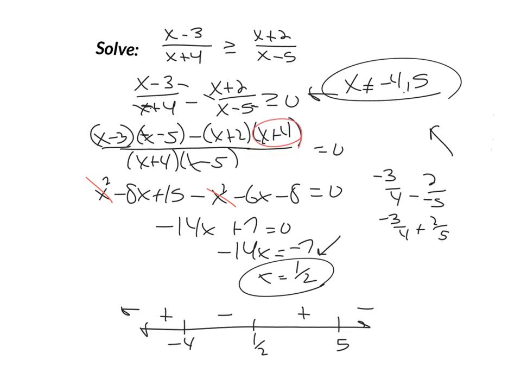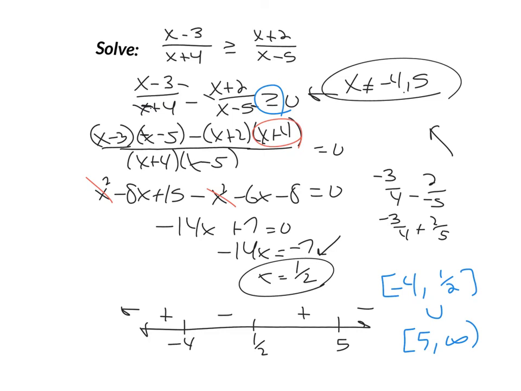So when I write my answer, I'm going to write where the negatives are, which is between negative 4 and 1/2. And the reason I'm putting those in brackets is because it has an equal sign there. Also, my answer is going to be from 5 to infinity. And that should be exactly what you get. And we'll work on it a lot tomorrow.